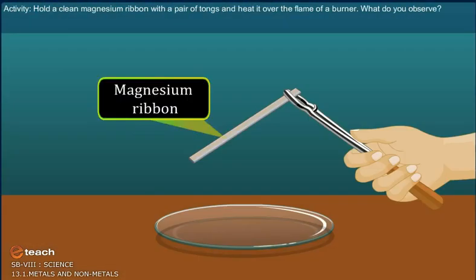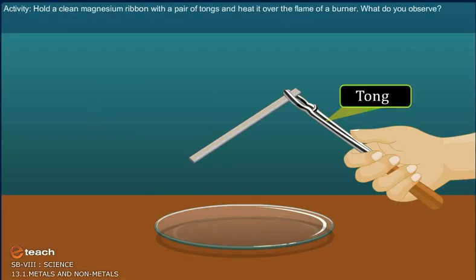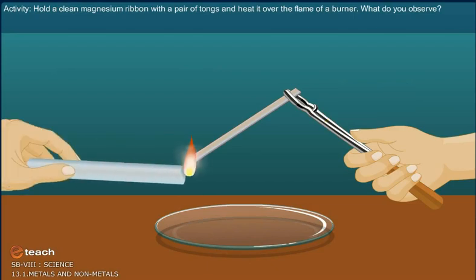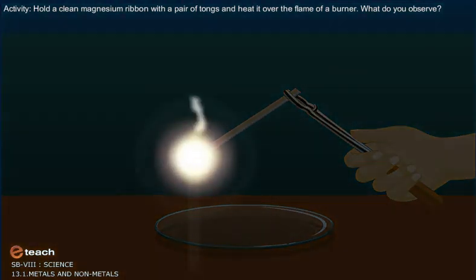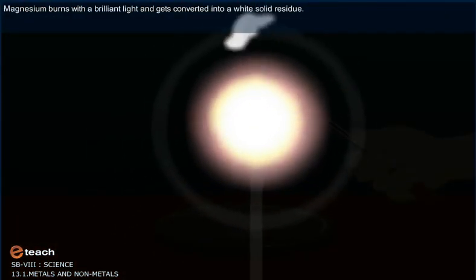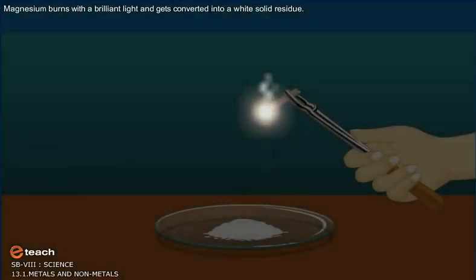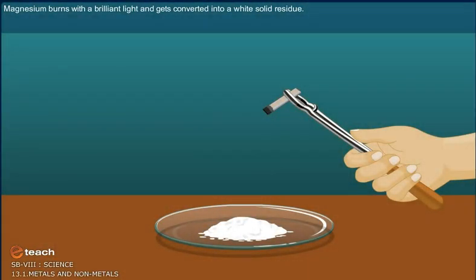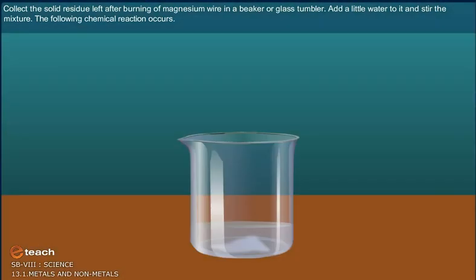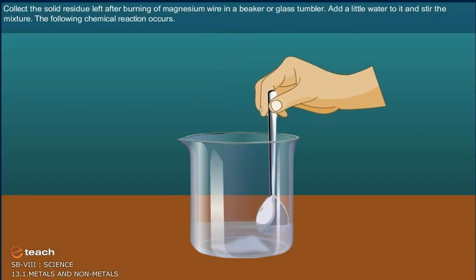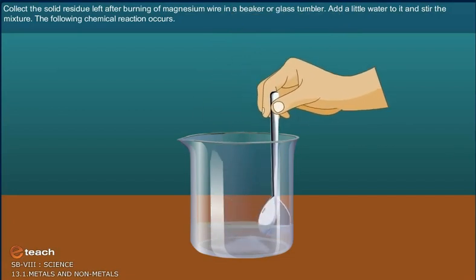Now activity. Hold a clean magnesium ribbon with a pair of tongs and heat it over the flame of a burner. What do you observe? Magnesium burns with a brilliant light and gets converted into a white solid residue. Collect the solid residue left after burning of magnesium wire in a beaker or glass tumbler. Add a little water to it and stir the mixture. The following chemical reaction occurs.